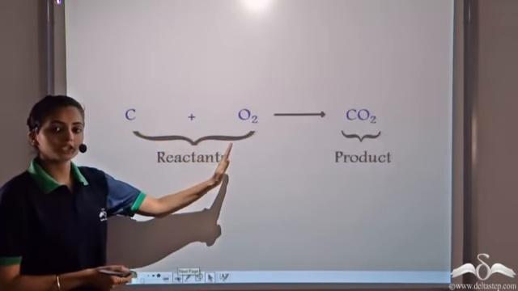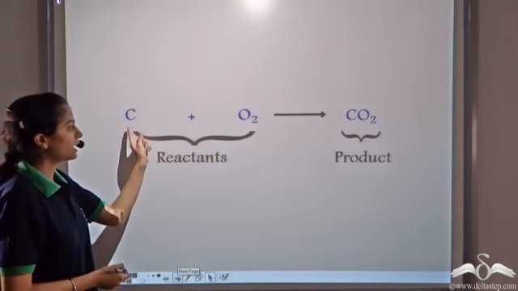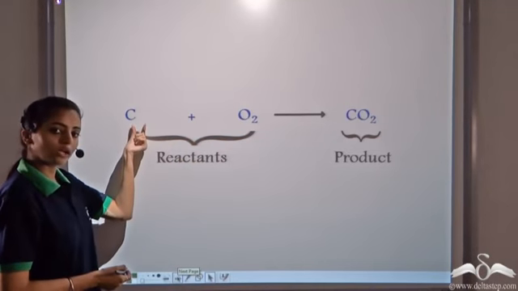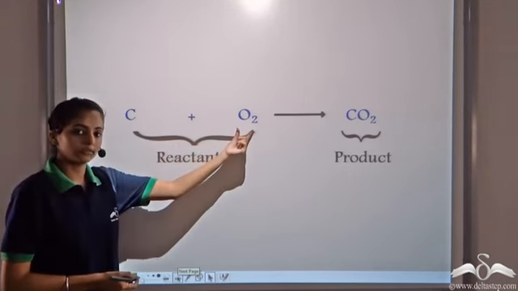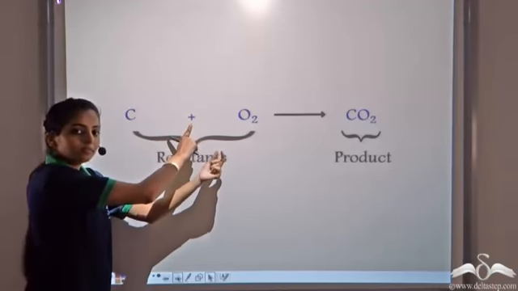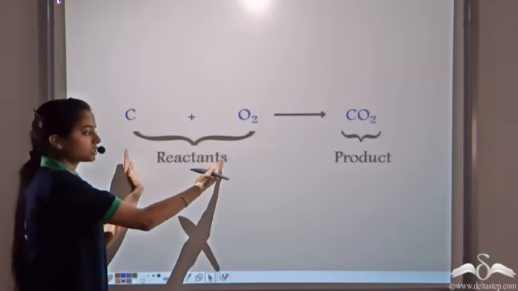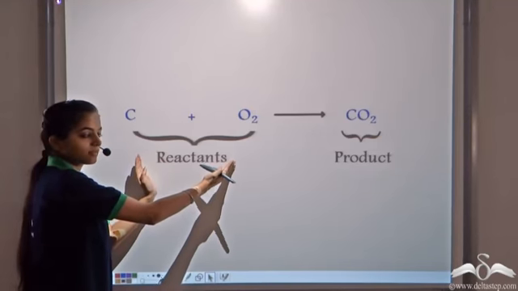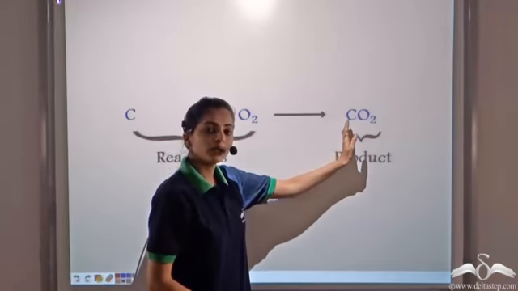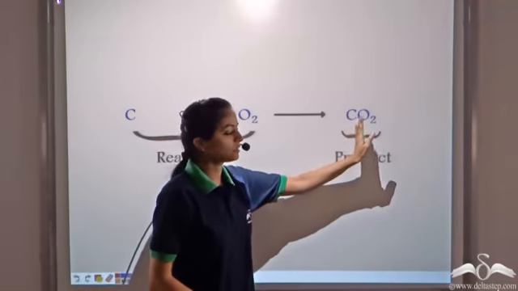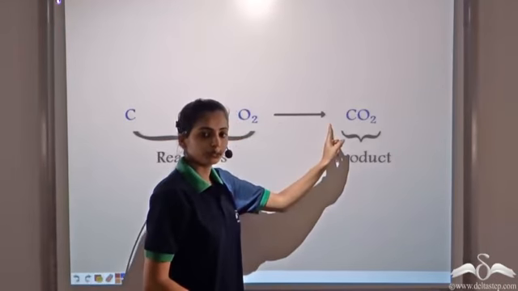So for any reaction that takes place, we have the reactants written on the left hand side. So coal or carbon reacts with oxygen. So that's shown by a positive sign. The substances on the left hand side which take part in the reaction are known as reactants. The substances that are formed as a result of the chemical reaction are known as products. They are written on the right hand side of the arrow.